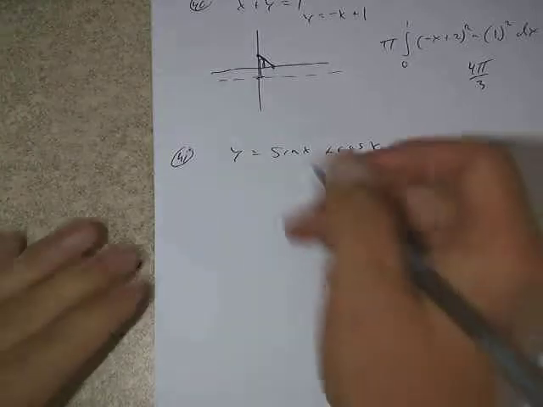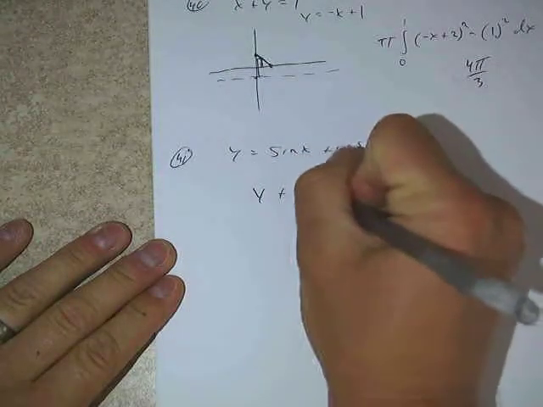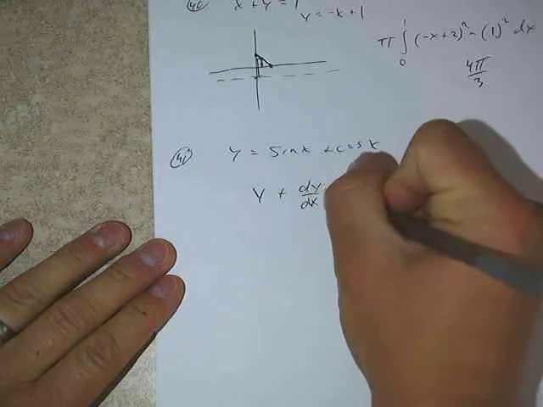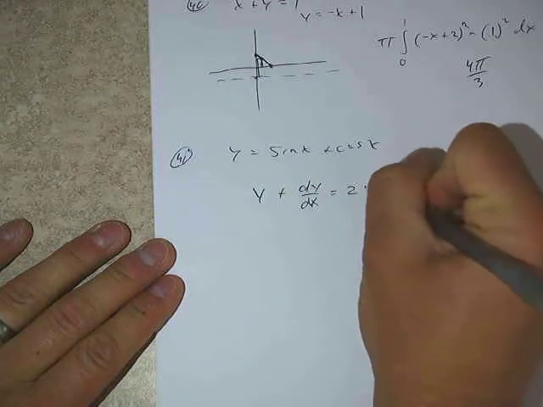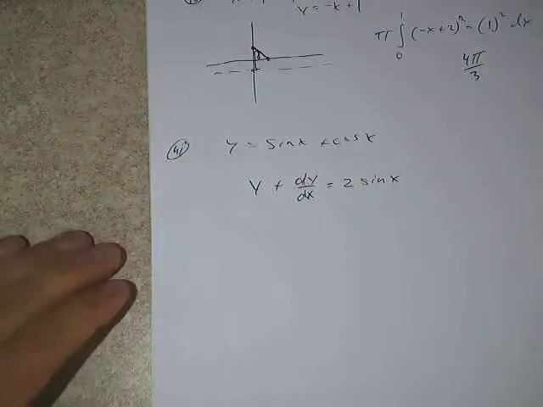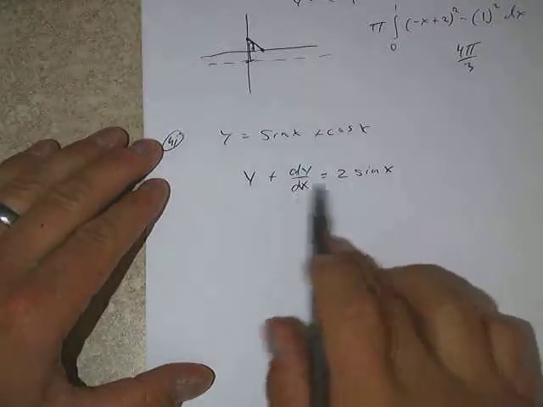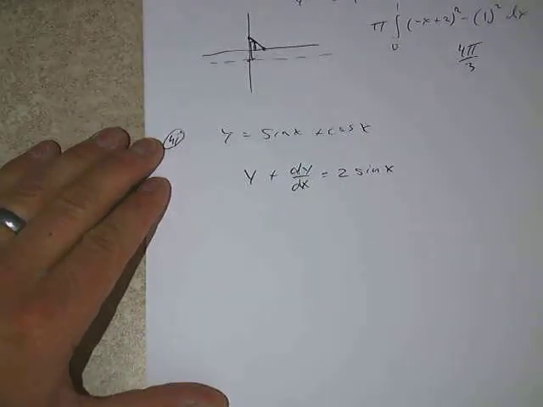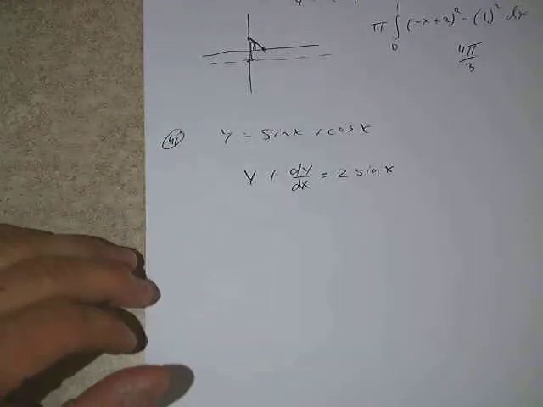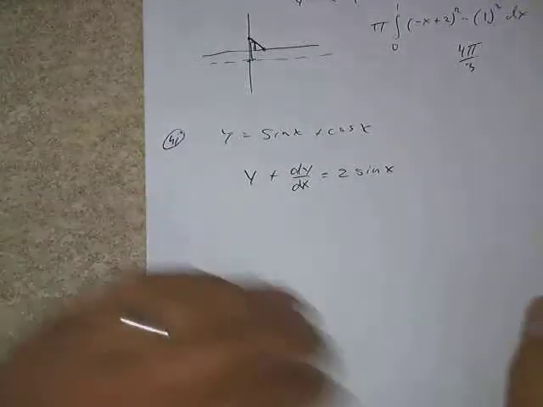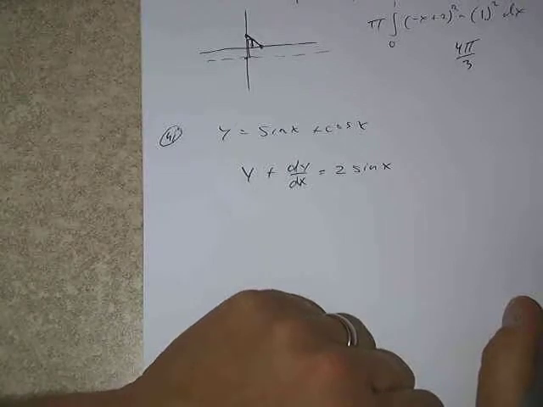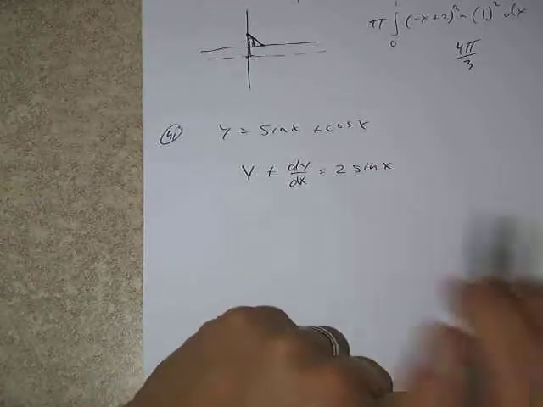41, we have the function y equals sine x plus cosine x. And it says which of the following, so the function is a solution to which differential equation? Okay. Alright, so if we look at y plus dy dx equals 2 sine x.